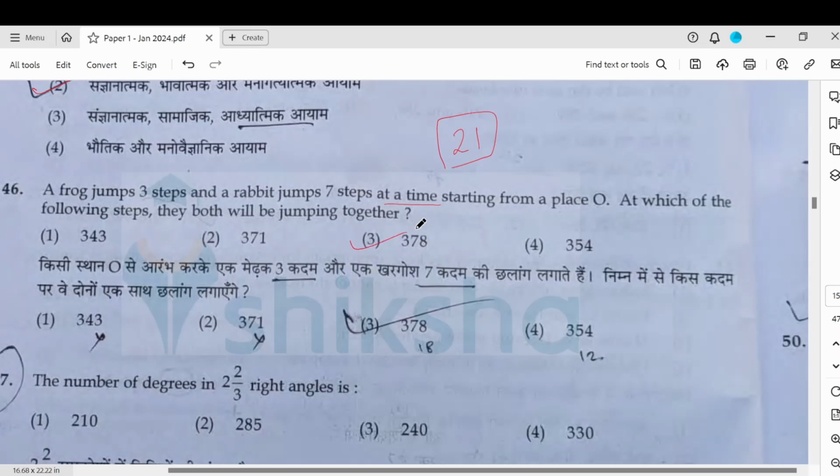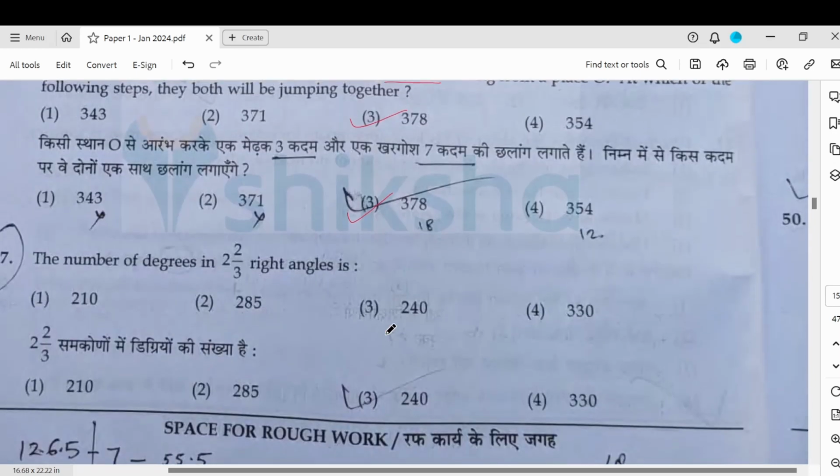Another way is you find which number is divisible by both 3 and 7, and go by the elimination method, and you will still get 370. So that's the answer. The number of degrees in 2 and 2/3 right angles. So 2 and 2/3, that is 8 by 3, into 90, you will get 240. There are various ways this can be done.